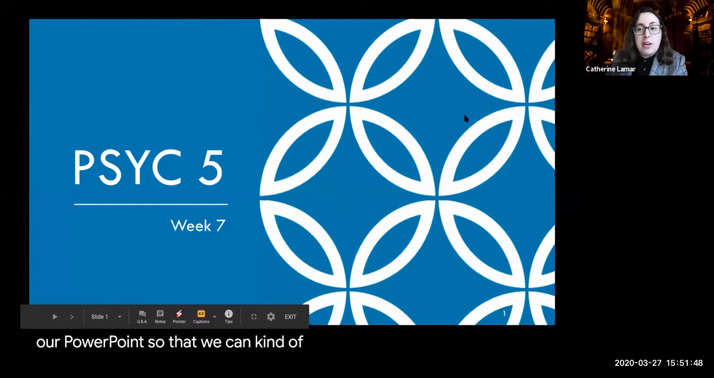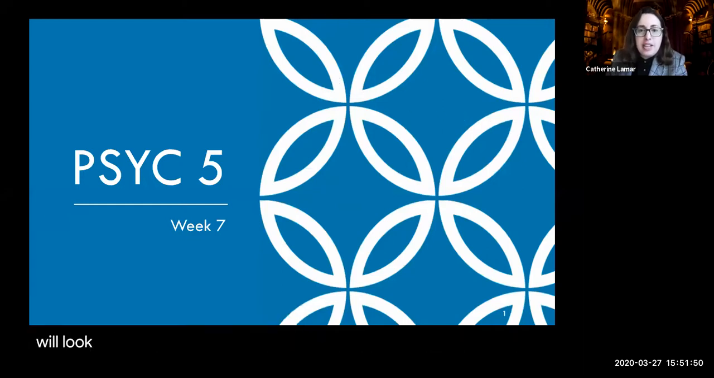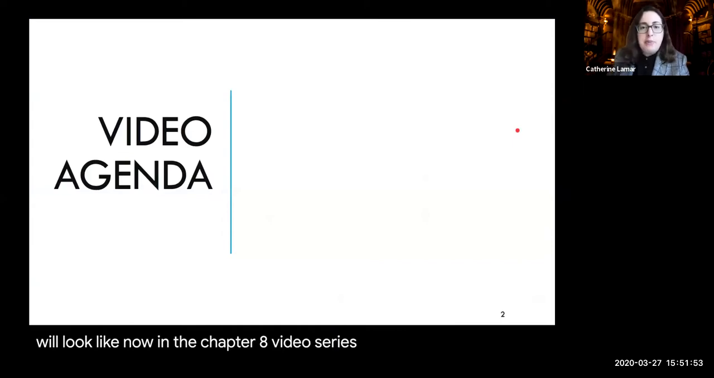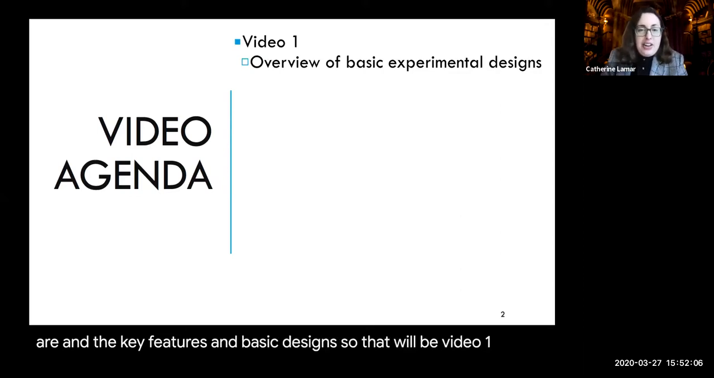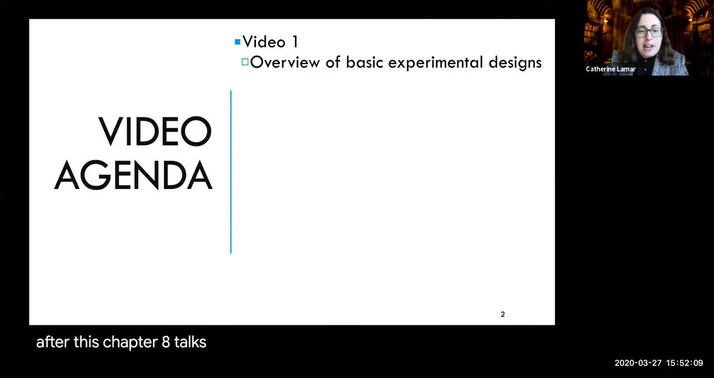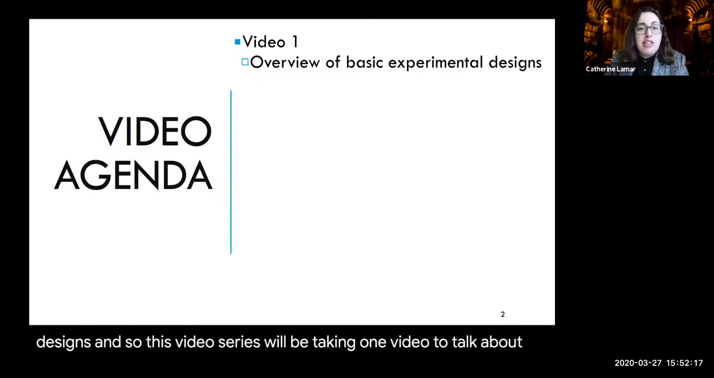Now, what we're going to do is go ahead and get started, and I'm going to share my screen and bring up our PowerPoint so that we can talk about what this video series will look like. In the Chapter 8 video series, Chapter 8 is all about basic experiments, and it first goes over what basic experiments actually are and the key features in basic designs. So that will be video 1. After this, Chapter 8 talks about 6 different types of basic experimental designs, and this video series will be taking one video to talk about each type of design.